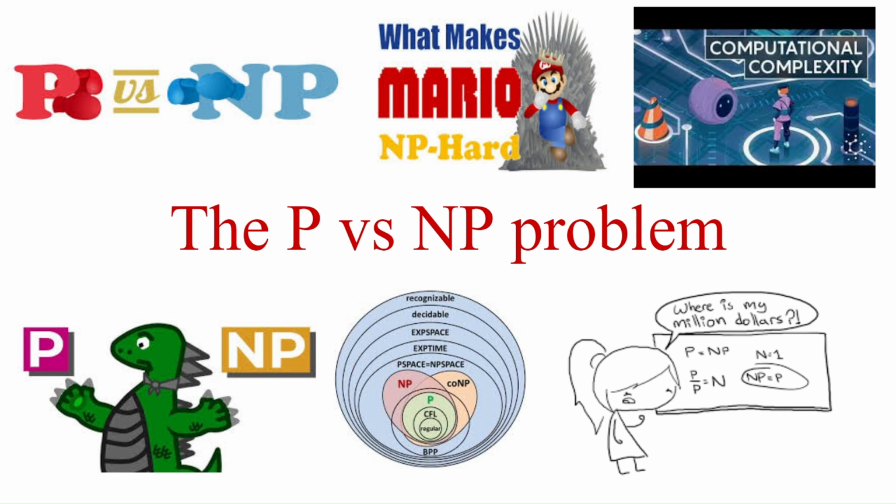The P versus NP problem is perhaps one of the most notorious problems in computer science and mathematics today. If you manage to solve the P versus NP problem, you could win a $1 million prize. So let's dive in.